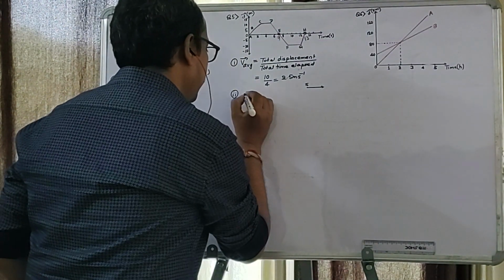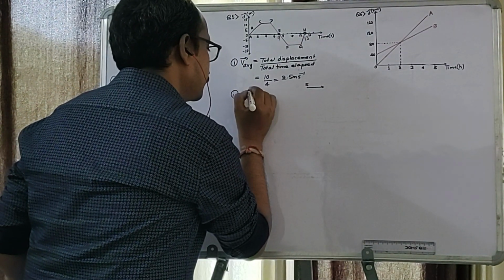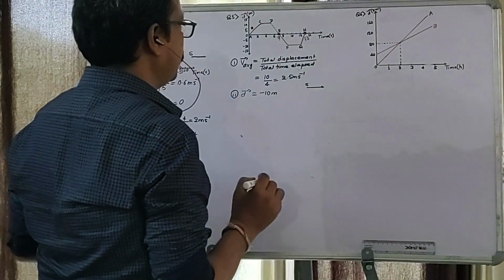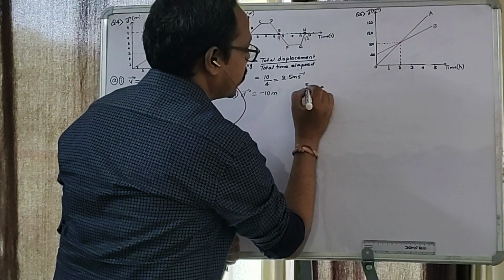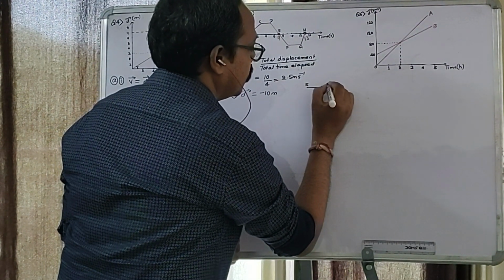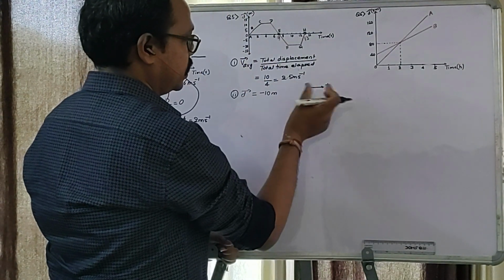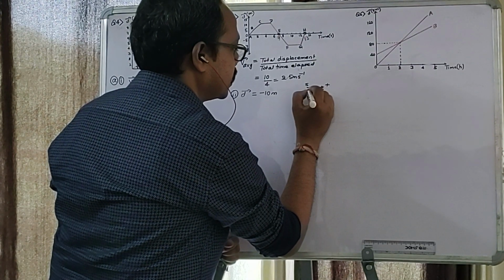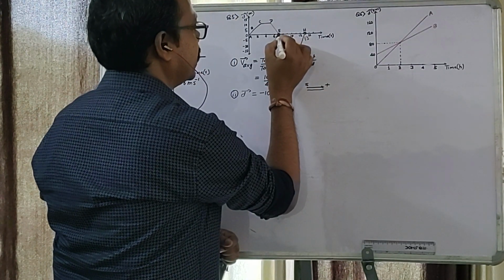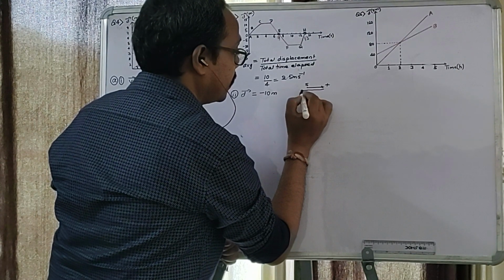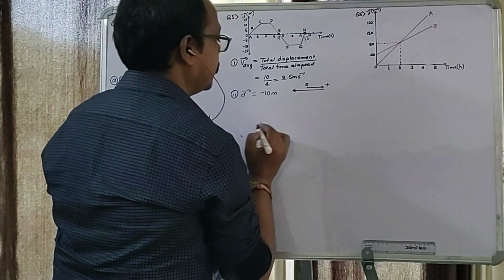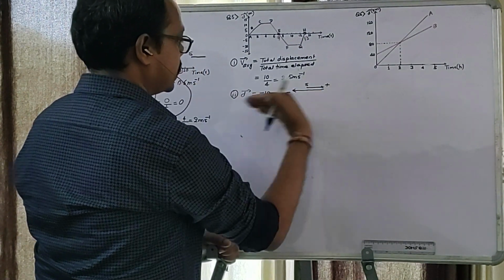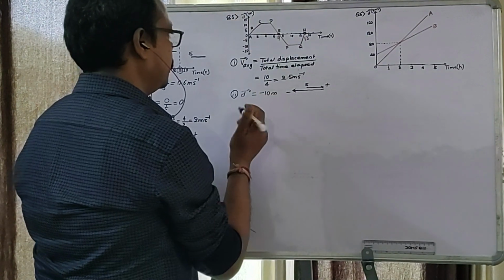So it is asking displacement. So displacement is minus 10 meter, right? Minus displacement means the body has moved in the opposite direction. So the body must have returned back to the starting position, as we are seeing here at the 7th second, and after that it went back in this direction. This is minus, so that's why it is going in the reverse direction.